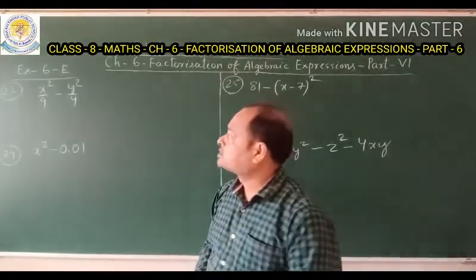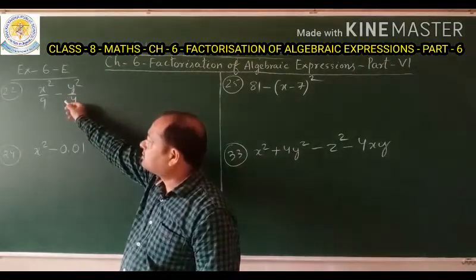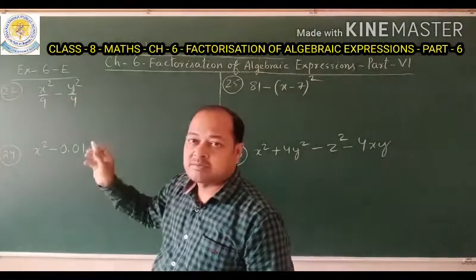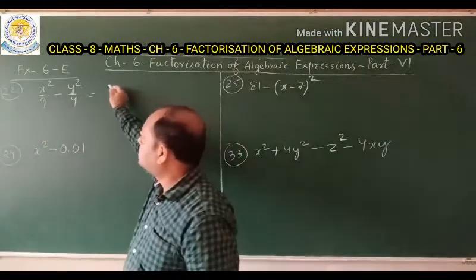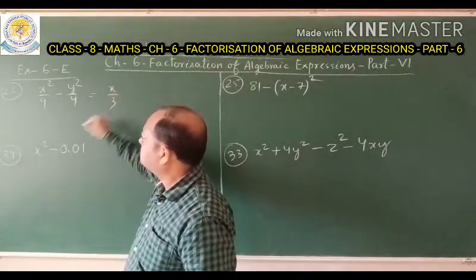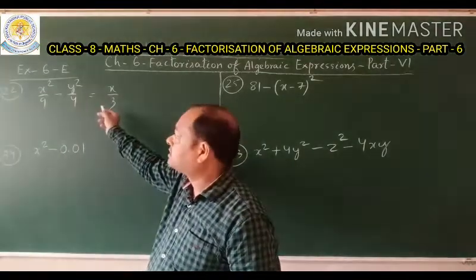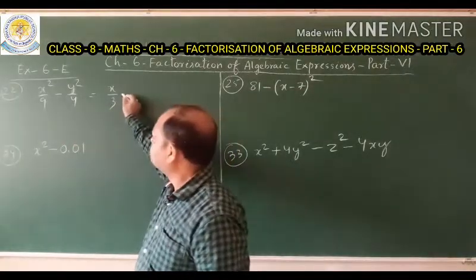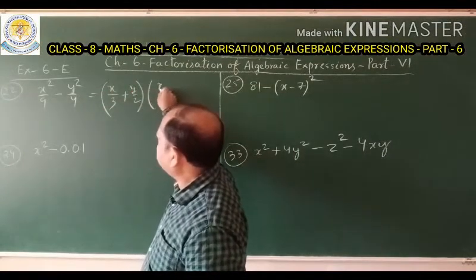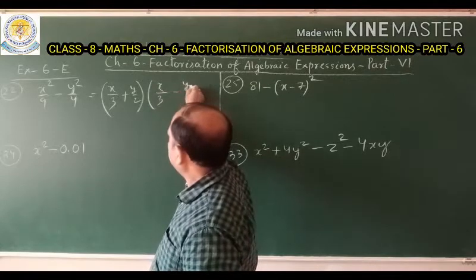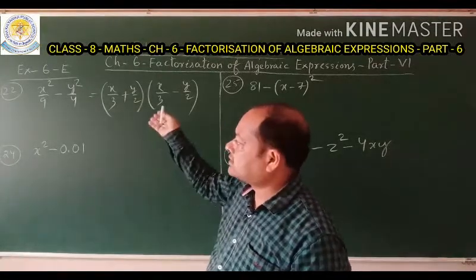Okay. Now look at question number 22. Question number 22 says find out the factors of x square upon 9 minus y square upon 4. So here we see that x square upon 9 is the square of which term? That is x upon 3, and y square upon 4 is the square of the term y upon 2. So that is x upon 3 plus y upon 2 into x upon 3 minus y upon 2. If you multiply these two terms, you will get x square upon 9 minus y square upon 4.